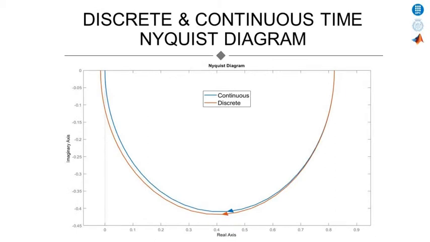If we compare the continuous and the discrete Nyquist diagrams, we can see they are very similar in the low frequency range, while they begin to differ in the medium and high frequency ranges. In the discrete time case, the curve crosses to the third quadrant.